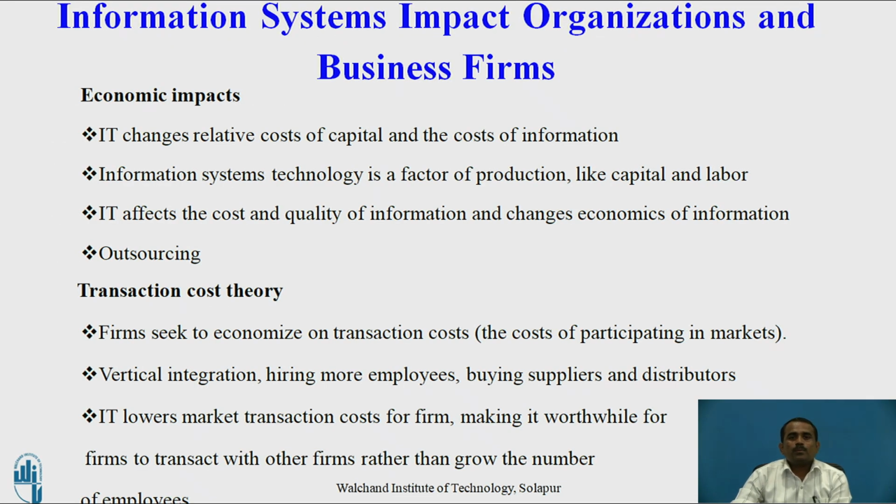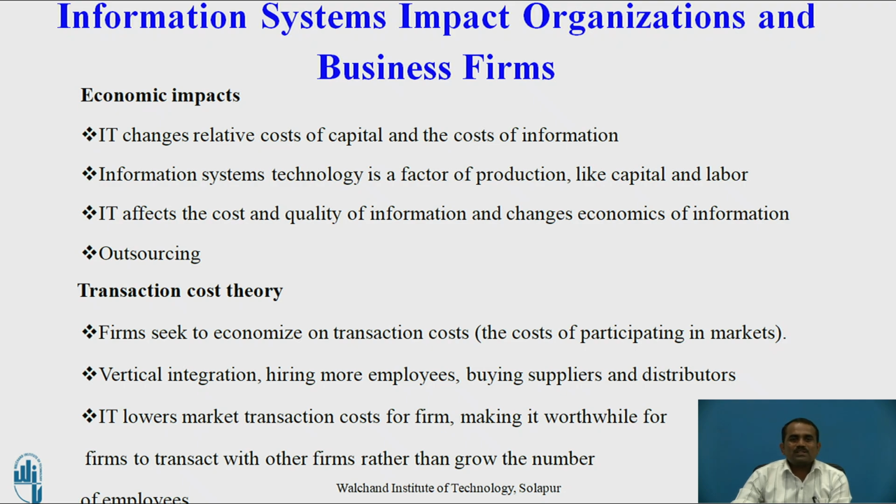Okay, so information systems impact organizations and business firms. First is economic impacts. Before starting the business, we have to know the various parameters and factors that are economic impacts. IT changes the relative cost of capital and the cost of information. Information system technology is a factor of production like capital and labor. So IT affects the cost and quality of information and changes the economics of information.